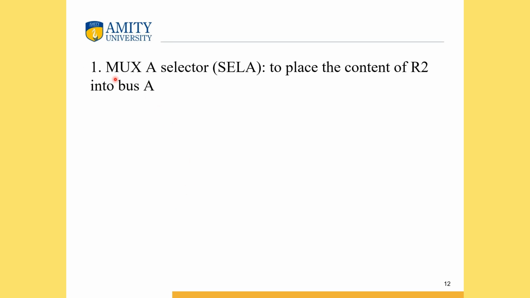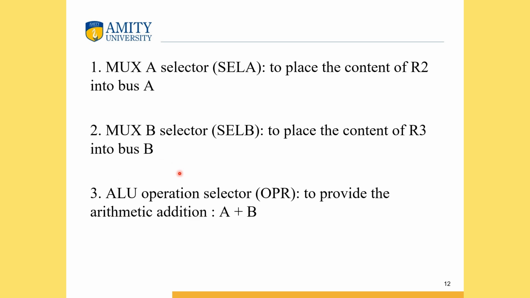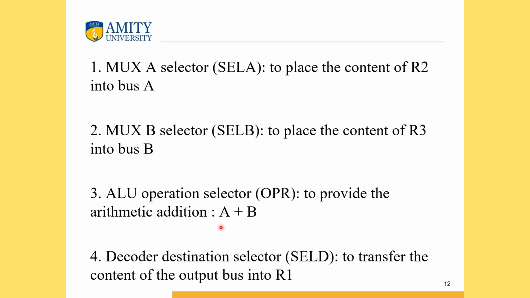So first of all, we will have mux A selectors that will place the content of R2 in A. Then mux B will place R3 in B. They both will be sent to the ALU, which will have the OPR selector that will provide the arithmetic addition. And finally, the destination is R1. Hence, SELD will be set to R1, thus allowing the load of R1 to enable R1 to get the content of the final ALU addition.